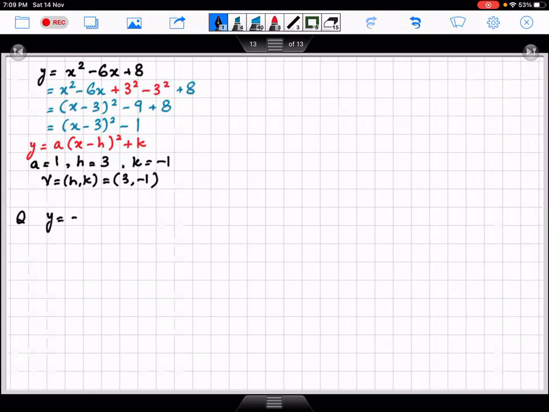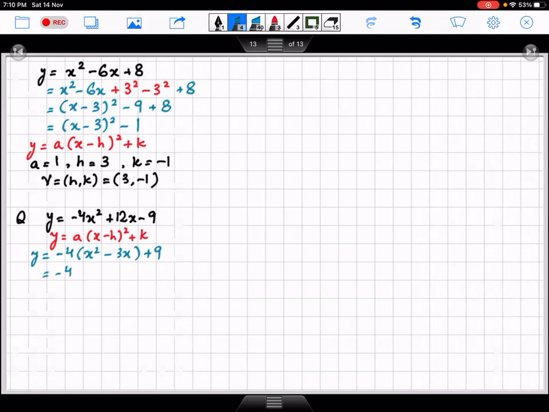Okay, now we have a question. y is equal to minus 4x squared plus 12x minus 9, and they want us to convert it into the form a(x minus h) whole squared plus k. So first of all, I will take out minus 4 common. So it should become x squared minus 3x plus 9. Now whatever the coefficient of x is, we will halve it.